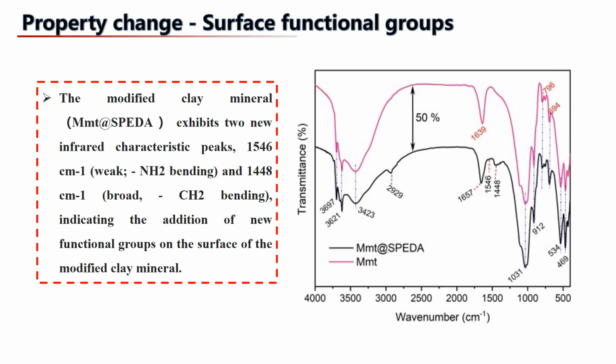Finally, the change of functional groups on the clay surface is discussed. FTIR analysis shows that the organosilane modified clay exhibits two new infrared characteristic peaks: 1546 cm⁻¹, weak, and 1448 cm⁻¹, wide, for CH bending, indicating the addition of new functional groups to the surface of the modified clay mineral.